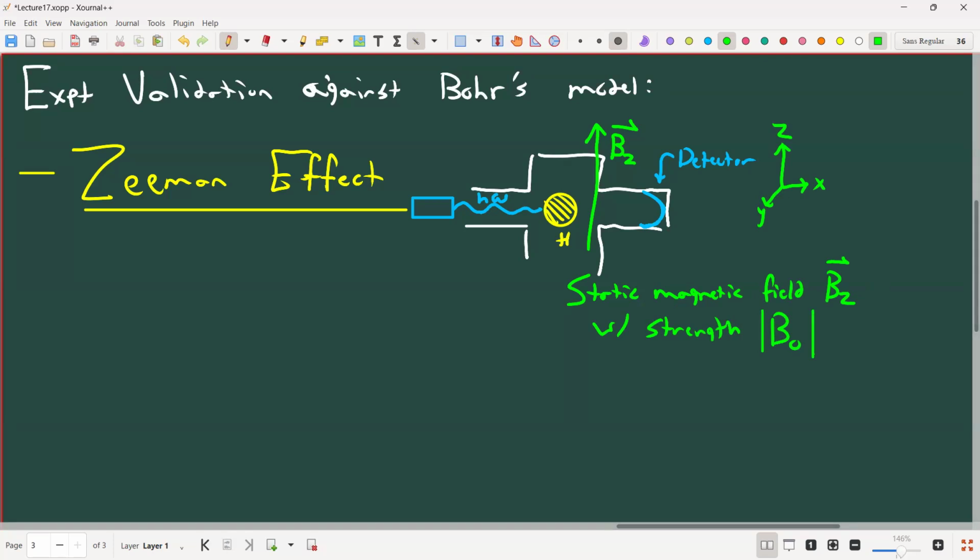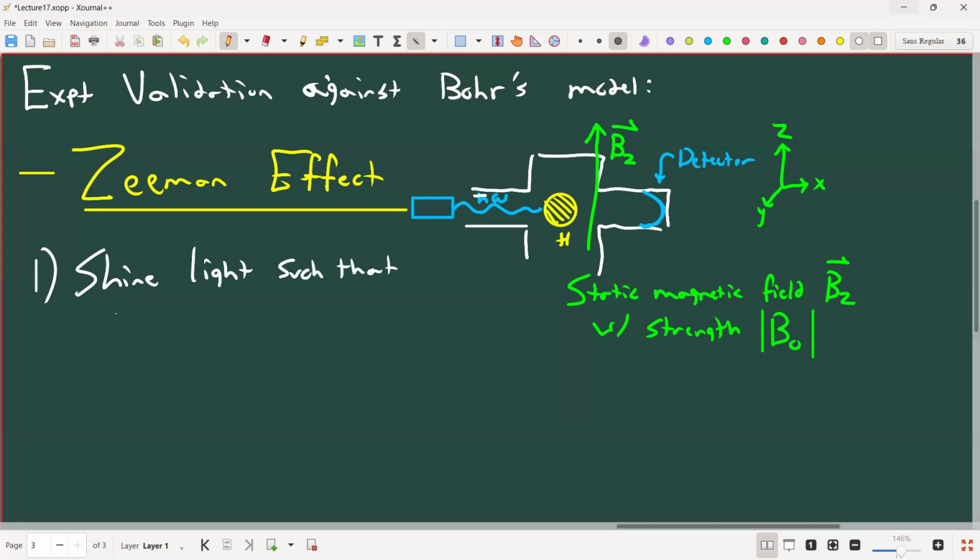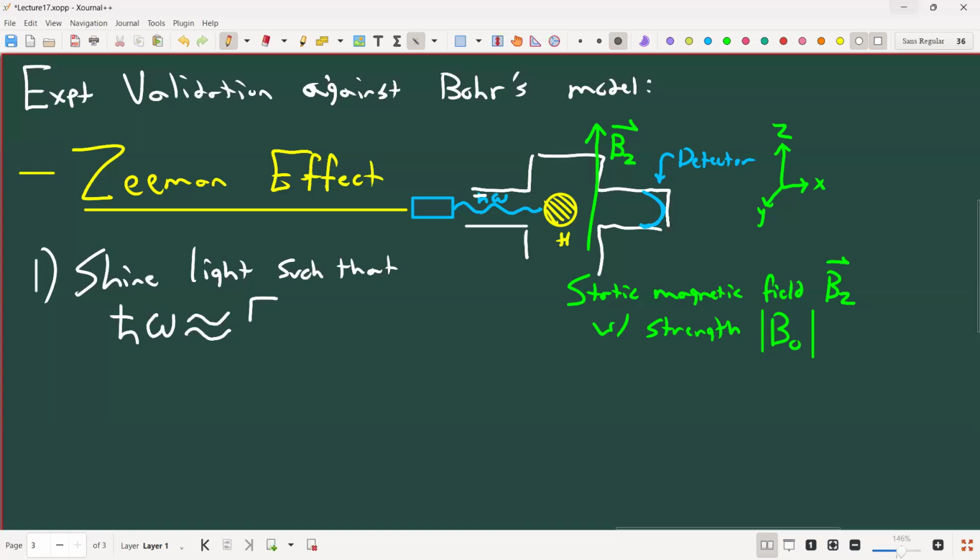And what I'm going to do is measure the n=2 to n=1 transition, this Bohr transition of hydrogen between the ground state orbit and the first excited. First, I'm going to shine light such that the light, which is h bar omega, is around E2 minus E1. This is that first Bohr-like transition.